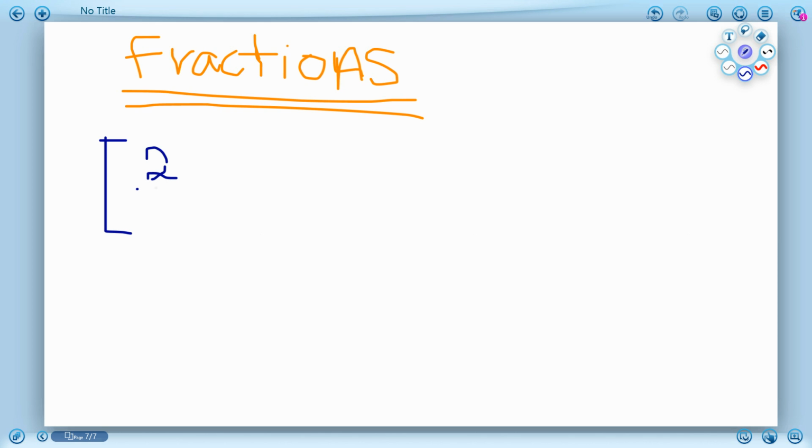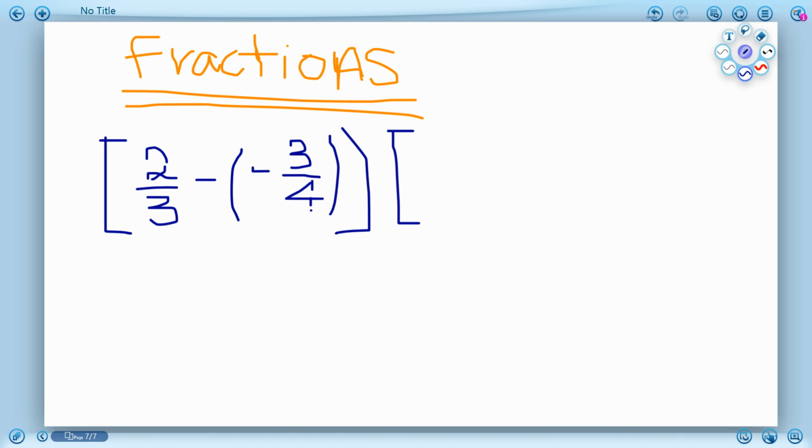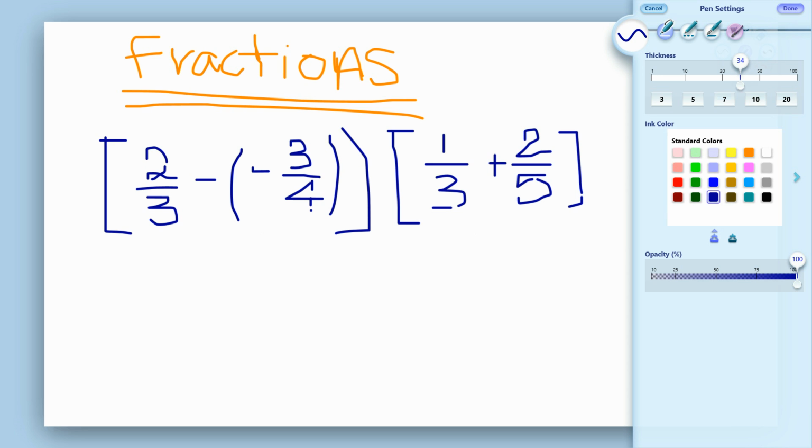So we'll have 2 over 3, then you'll have minus negative 3 over 4, and then, I know, it's getting big. You're going to have this whole thing multiplied by another expression right here: 1 over 3 plus 2 over 5. So let's look at this. Please, I know this looks a bit difficult, but it really isn't. I want you to take a look at this with an open heart.